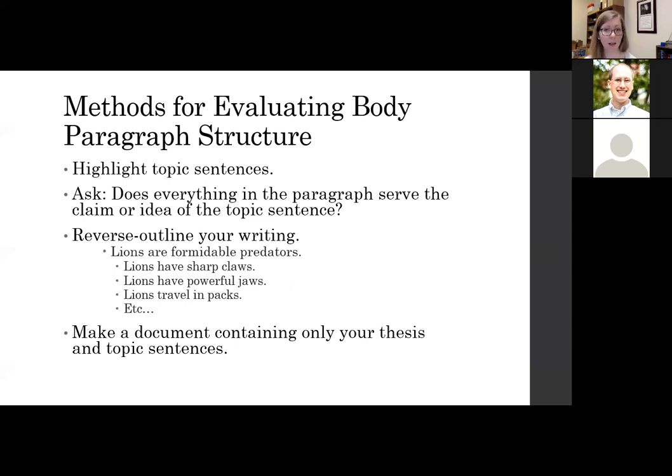A final method would be to make a document that contains only your thesis and topic sentences. This will really clarify for you what the logical flow or the argument of your paper looks like. How does it read to you? Here you can see how or if your order is serving your argument. Note that it will not necessarily sound compelling. You're missing all your evidence, after all. But you will be able to see how your paragraphs engage each other and transition from one to the next.